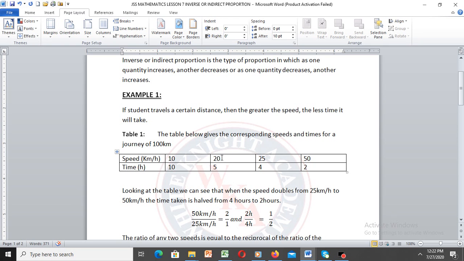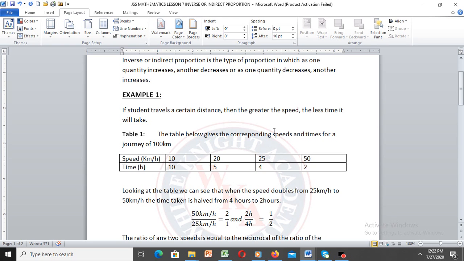And if he's moving at a speed of 20 kilometers per hour, then it will take him 5 hours. If he's moving at a speed of 25 kilometers per hour, then it will take him 4 hours. And if he's moving at a speed of 50 kilometers per hour, then it will take him 2 hours. So the higher the speed, the lower the time taken to cover the distance.